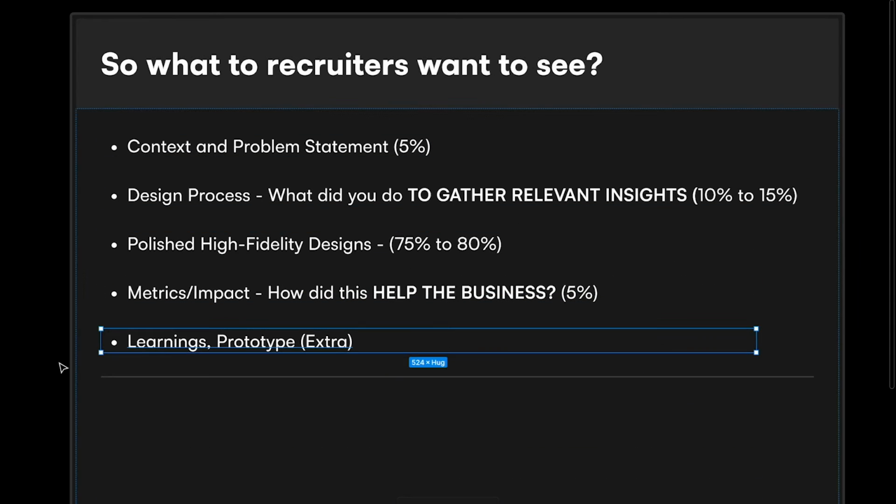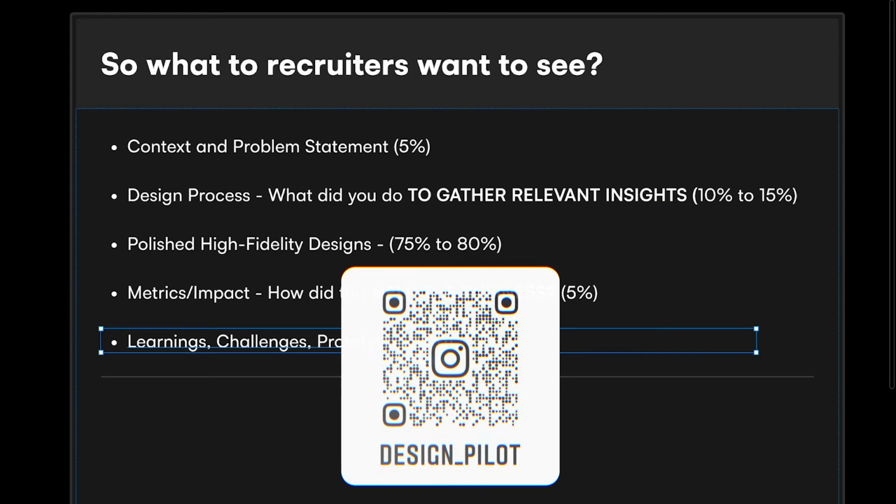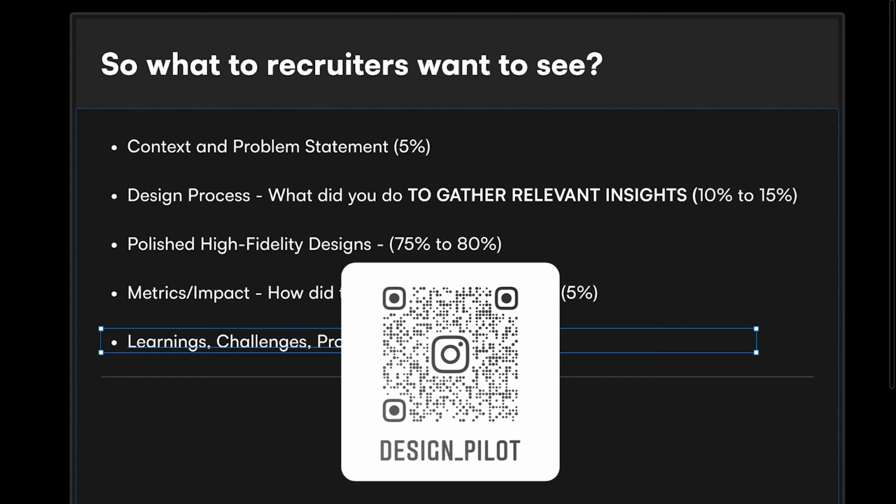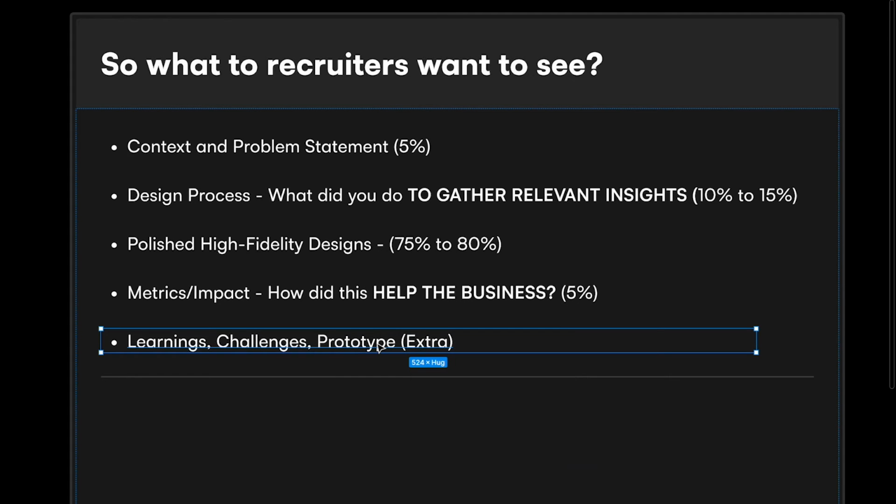And the other thing here is additional stuff, which is learnings. What did you learn? Your challenges. Maybe I'm going to add that as well. I'm going to say challenges. You can add that. And, even if you want to add a prototype, that's also fine, right? This is extra and it takes a lot of time, right? So have prototype as an additional option if you want. It's not mandatory. It's definitely your choice. I have never added prototypes in my case study. I've never found it relevant, but if you feel it makes sense, go for it and add it.